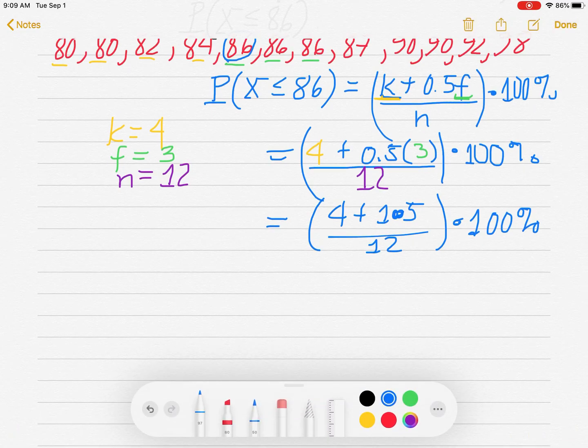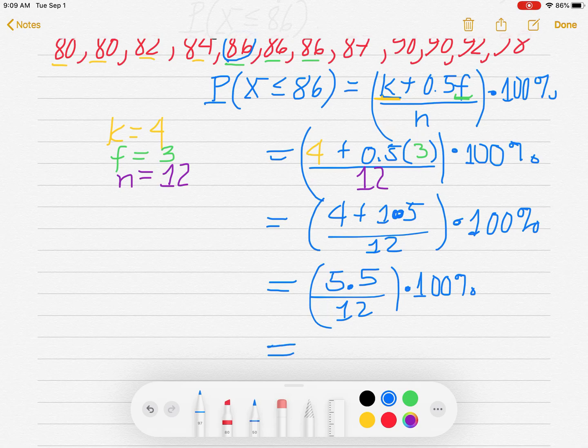All right, so then I'm going to do 4 plus 1.5. 4 plus 1.5 is 5.5. We got 5.5 over 12 times 100 with a percentage sign. What's 5.5 over 12? Fraction, or you could say straight up divide. That's equal to 5.5 divided by 12, which is 0.45.